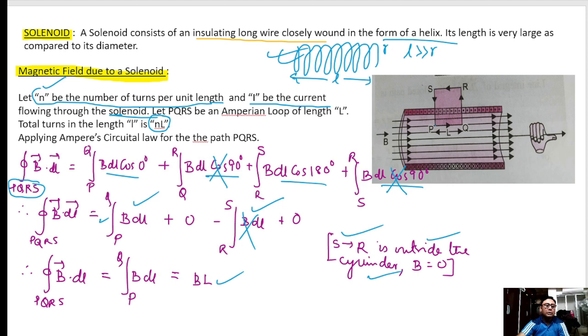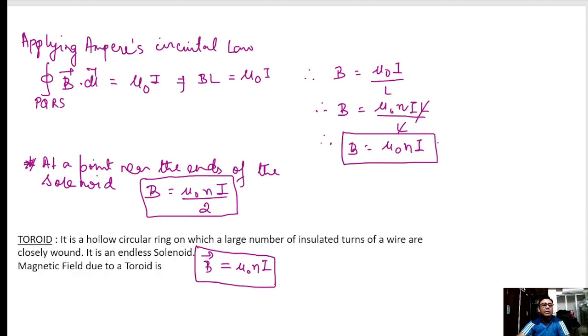Clear? So now watch one thing: if I use Ampere circuital law, we know that Ampere circuital law is given as the total magnetic field around the closed path should be mu 0 I. That means BL is mu 0 I. So this is the magnetic field due to the solenoid.